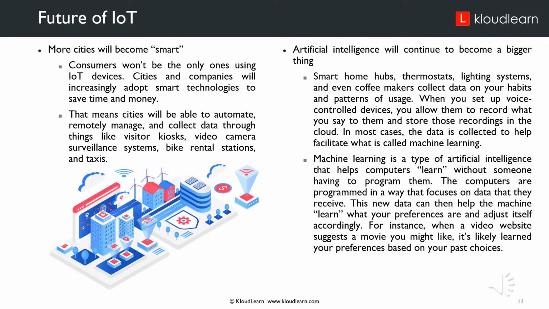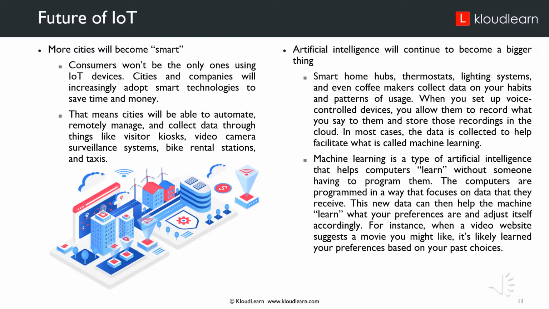More cities will become smart. Consumers won't be the only ones using IoT devices. Cities and companies will increasingly adopt smart technologies to save time and money. This means cities will be able to automate, remotely manage, and collect data through things like visitor kiosks, video camera surveillance systems, bike rental stations, and taxis.